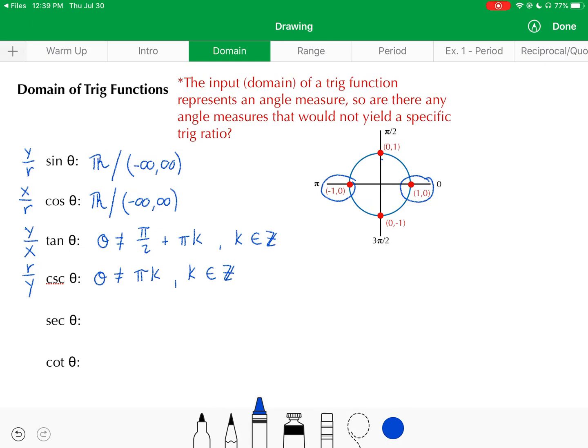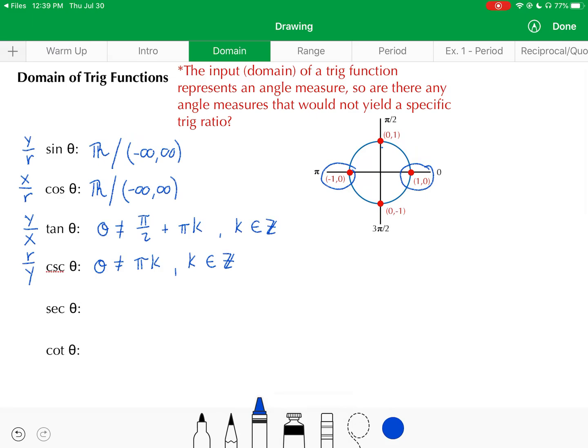All right, now secant and cotangent, we're going to be able to reason these out very quickly. Secant's defined to be r over x, and we're in the same situation as we were for tangent in the fact that we have an x in our denominator. So that means secant is going to have the same domain as the tangent function. And similarly, cotangent is defined to be x over y, where we have y in the denominator. And this is going to be the same domain as it was for cosecant.